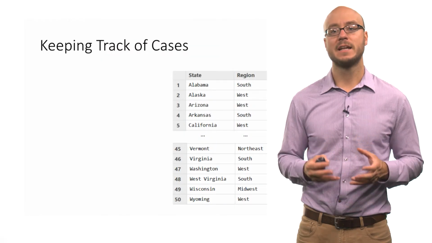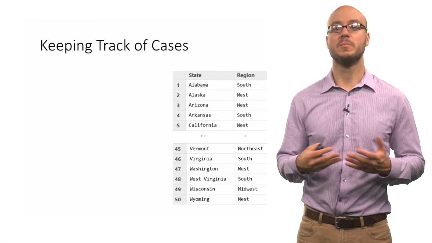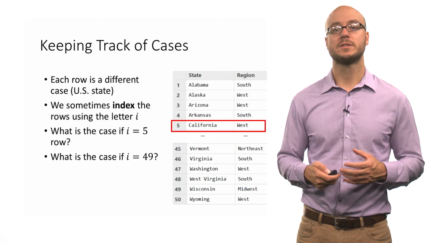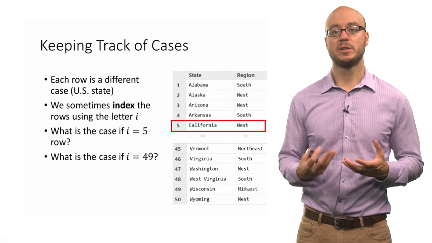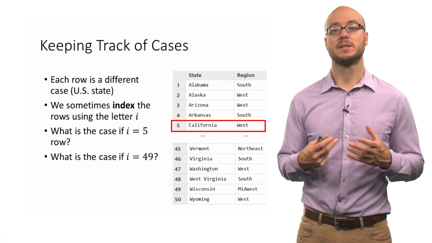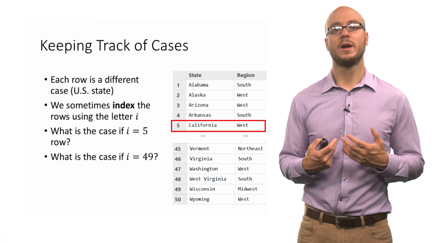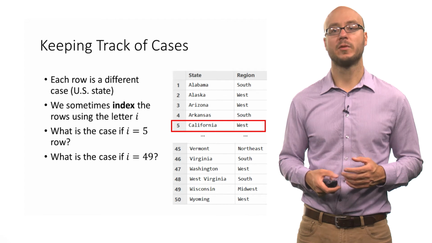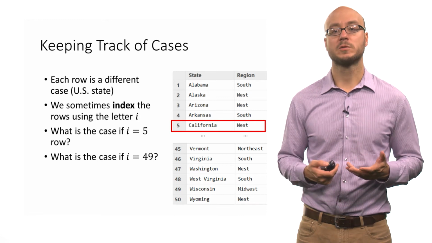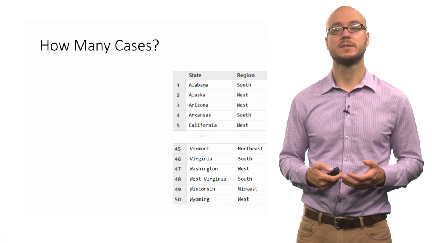When we have a data set or data frame, we like to keep track of the cases, especially when we have a very large data set of 1,000 or 1,000,000 different rows. Then it's important to keep track of your different observational units. In our case, we have 50 states. It's not particularly large, but it's still useful to keep track of the different rows. What we use to keep track of the different rows is this little letter i. This little letter i is an index, and each row has a different value of i. So you might say, well, what is the case or observational unit if i equals 5? Well, that's California. i equals 5 refers to that entire row. What is the case if i equals 49? Well, you just go down to the row labeled 49, and you see that that row is in fact Wisconsin.